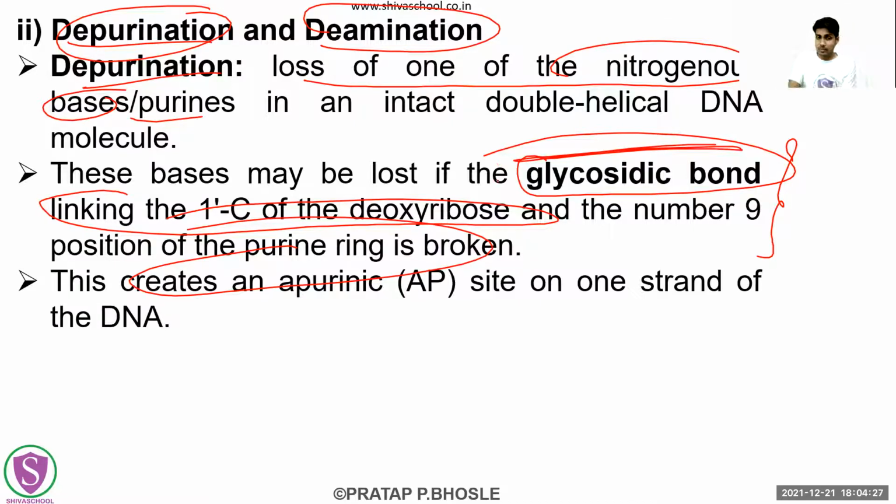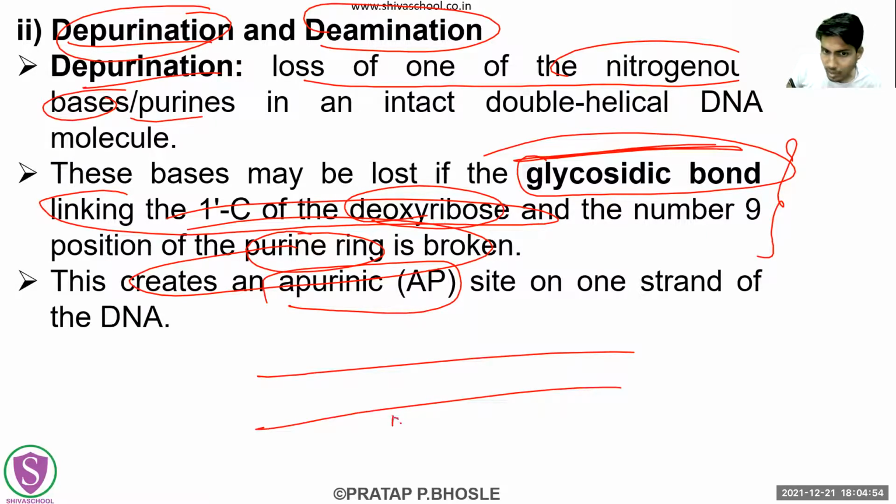The glycosidic bond, which is present in between what? In between this deoxyribose and purine. If that bond gets broken, then the purine is getting lost. So that is giving depurination of that strand. Now what will that create in DNA? If the purine is getting lost, then ultimately that site will be called an apurinic site.